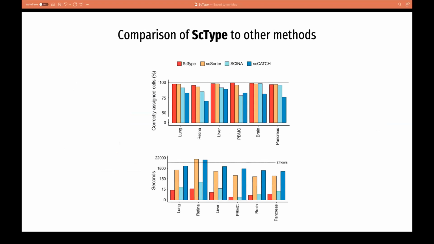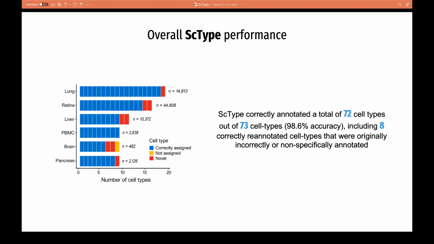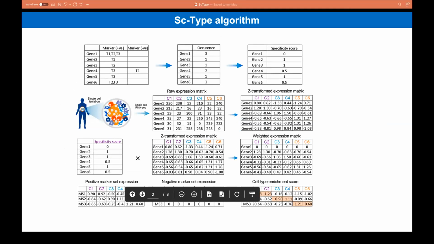And yes, one more question. Can I ask how many genes you actually use? If you go to the previous slide, how many genes do you actually use to calculate the score? Do you use all the genes, or do you use the most variable genes? Yeah, so no. We use all genes.